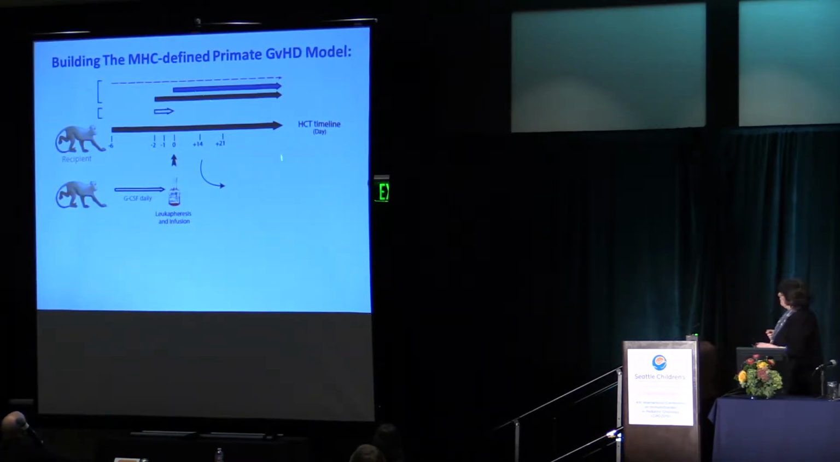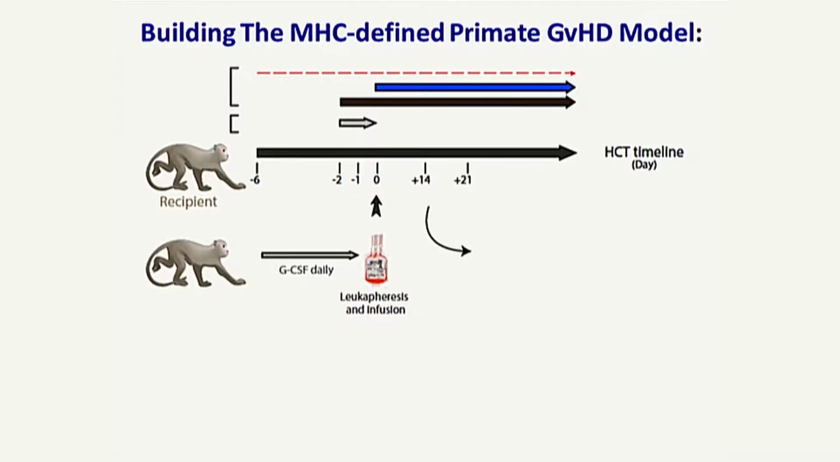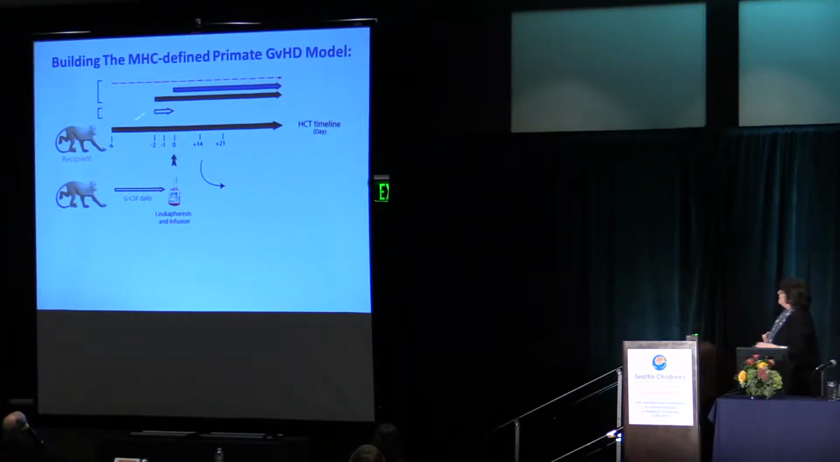So we have recipient animals, we have donor animals. Just like we do in the clinic, we condition them. Mostly we condition them with irradiation, but we can use any type of chemotherapy. We do an apheresis using a clinical apheresis machine, the Optia Spectra, and then we follow them. And we can really dial in any kind of transplant that we want.